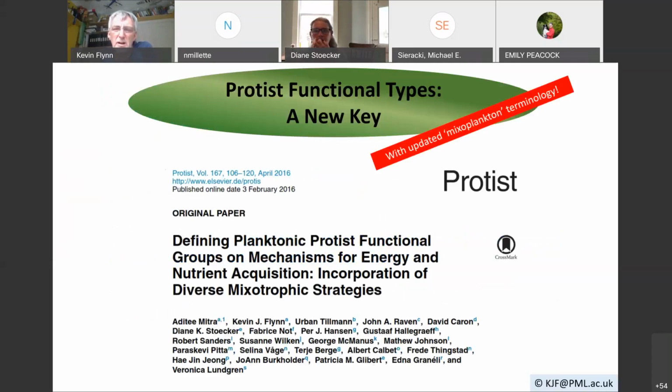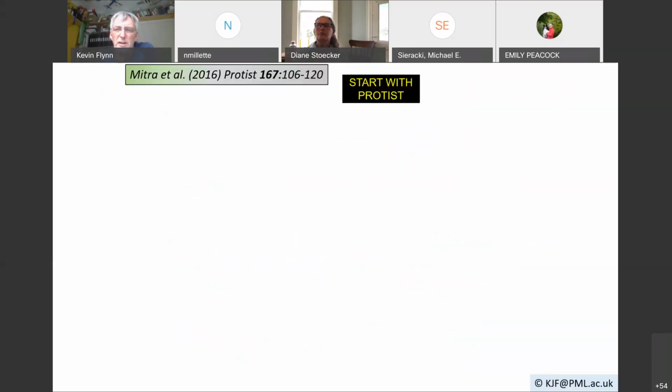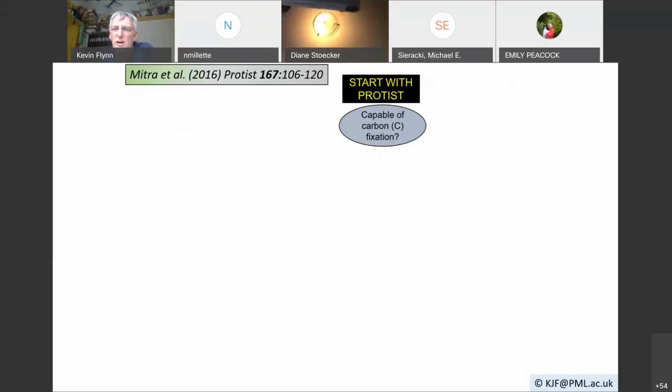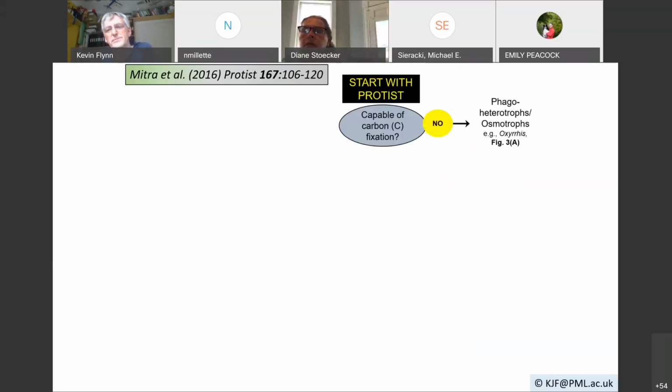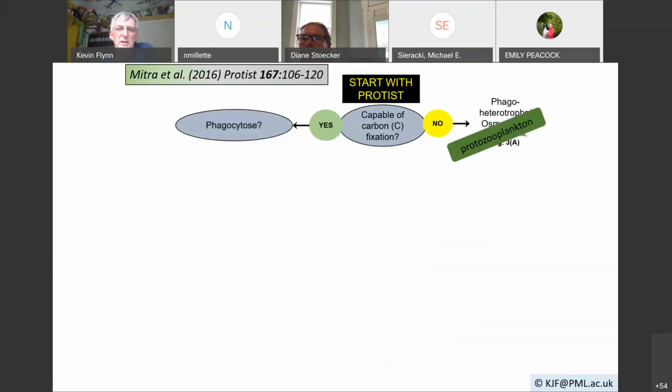This is the Protist paper, and I've updated it because back then we were still using mixotrophic rather than mixoplankton. So this is the key. So we start off with protists and we ask, are they capable of carbon fixation? And if no, we rush off and label them as protozooplankton. If they are capable of carbon fixation, we then ask immediately, can they phagocytose? If they can't, then they're photoautotrophs. These are the phytoplankton, what we now label as phytoplankton. And only those organisms should be labeled as phytoplankton, as what came out from this.